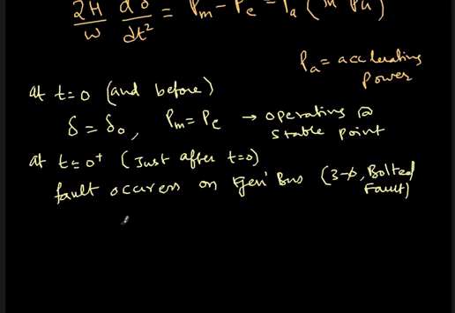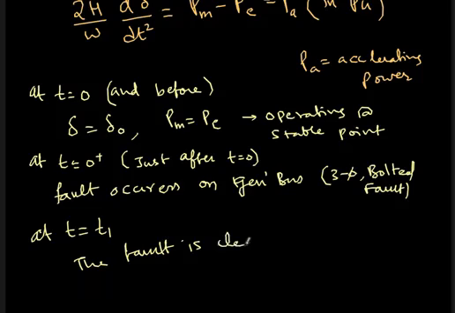That is not the case. What we are now looking at is at t equal to t1, the fault is cleared. So after a time t equal to t1, the fault is cleared. The question we are asking is, is the machine stable? Is the generator stable?